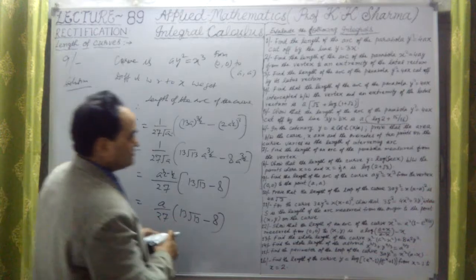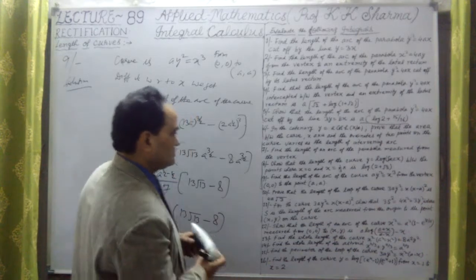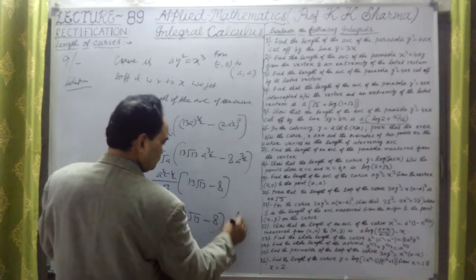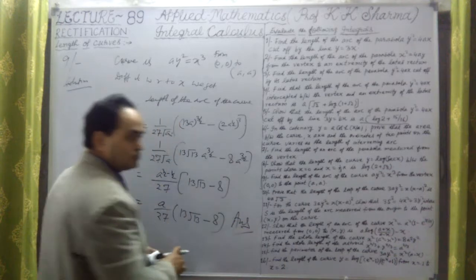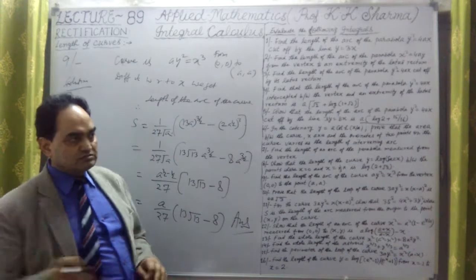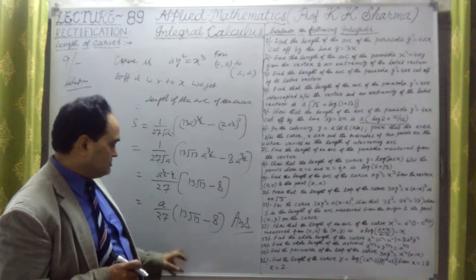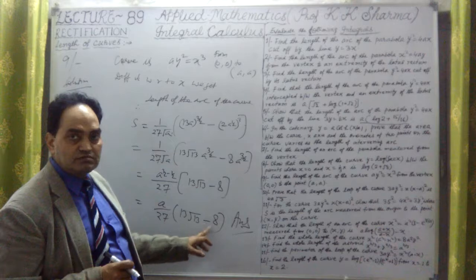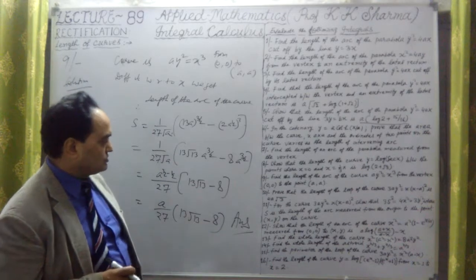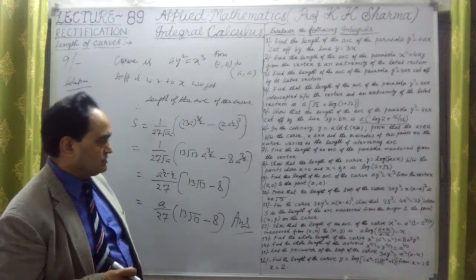This is the value. Question number 9 is giving us this answer, a upon 27. Within the bracket it is 13 under root 13 minus 8. Okay, so this is the answer to question number 9. Now question number 10.